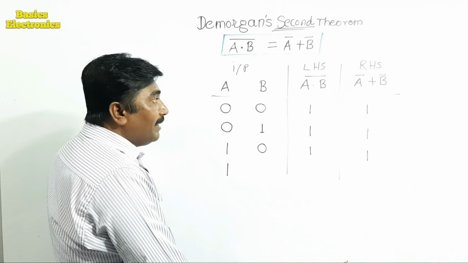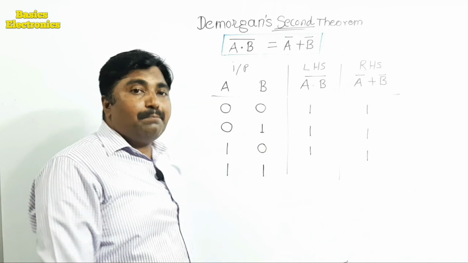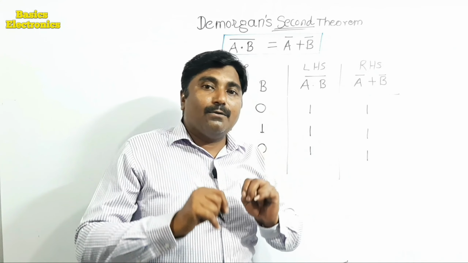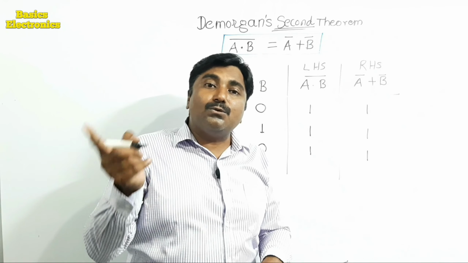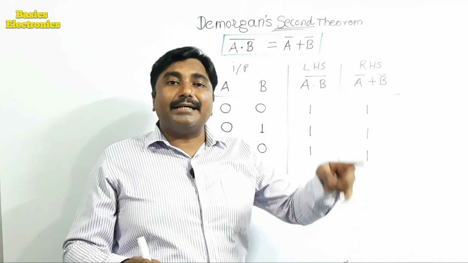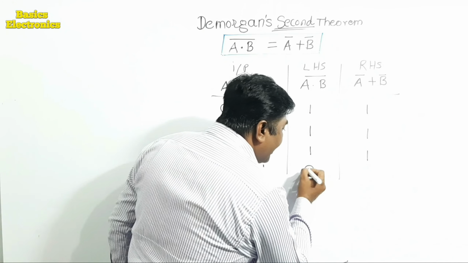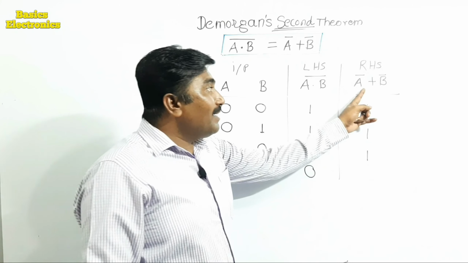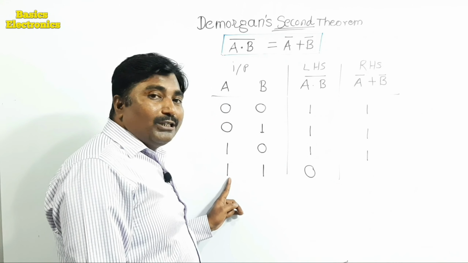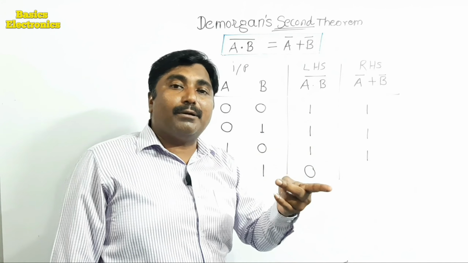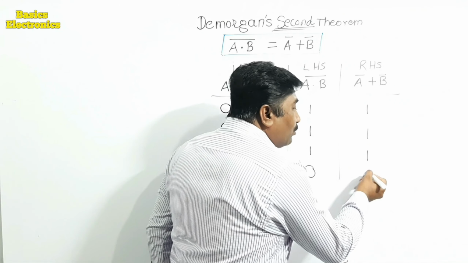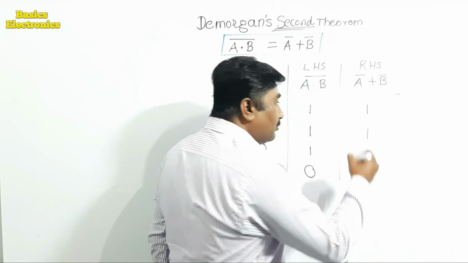Last combination, A is 1 and B is also equal to 1. Both are 1. 1 dot 1 is equal to 1 and its complement is equal to 0. So here we get 0. Here the input is 1, so A complement means 1 complement, which is 0, as well as B complement. B is equal to 1, so B's complement means 1 complement is equal to 0. So 0 plus 0 is equal to 0.